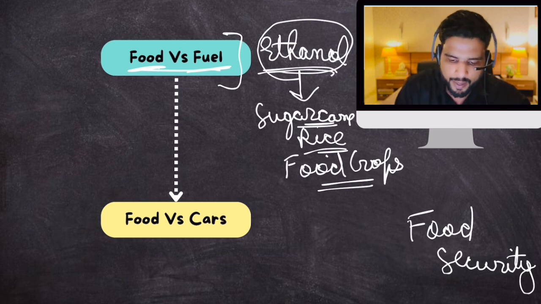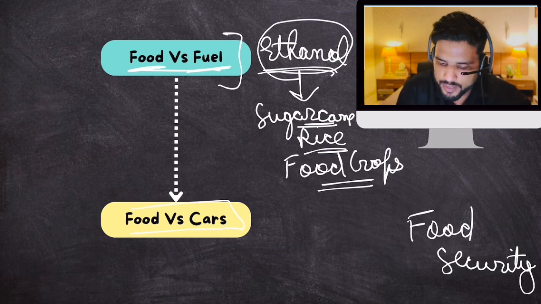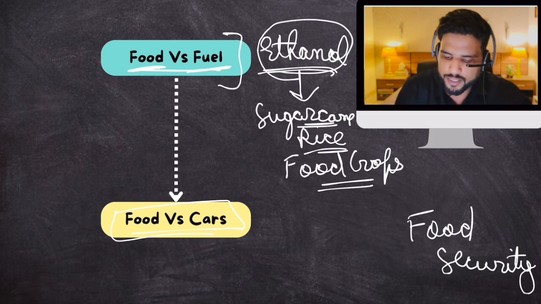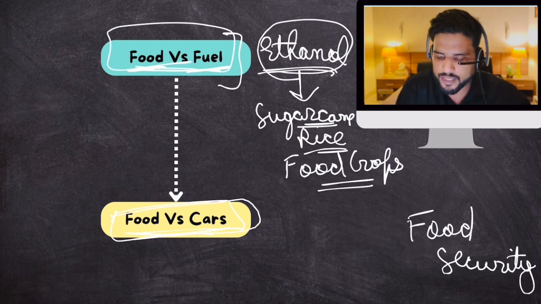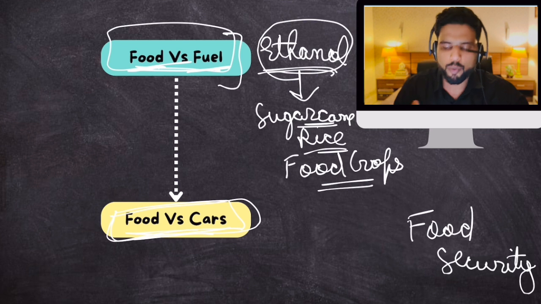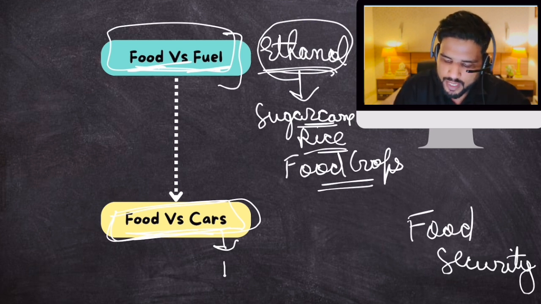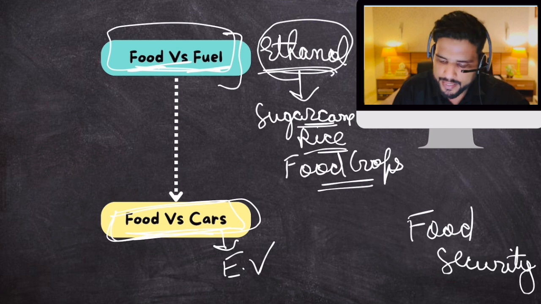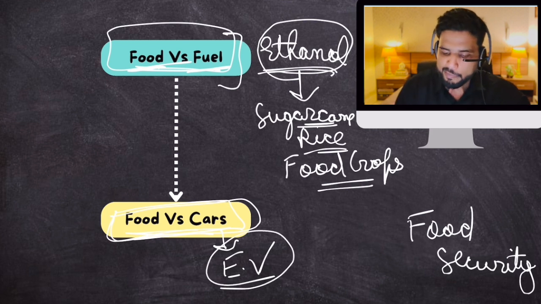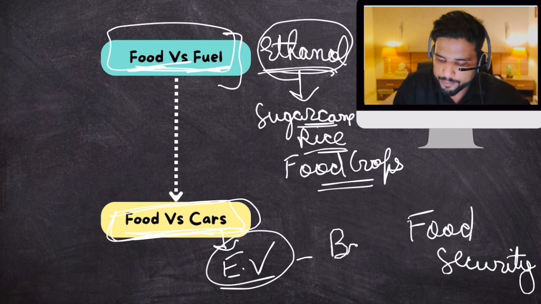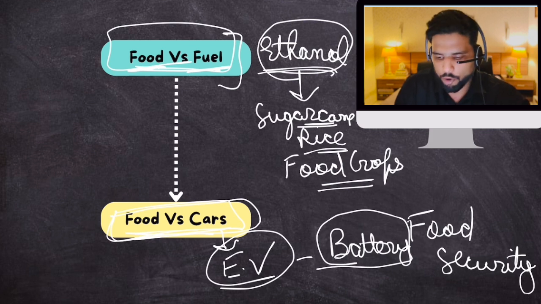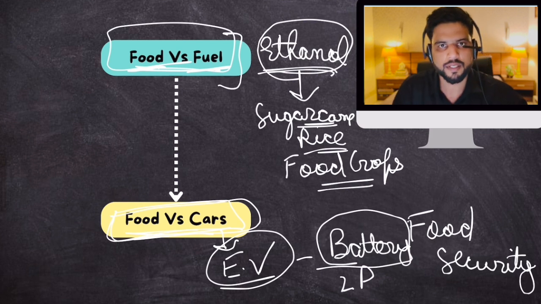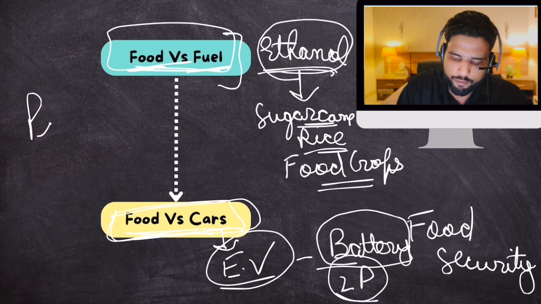Now this new debate has come out, and that is food versus cars. And what is this food versus car debate? Okay, you understand the food versus fuel debate. Now, what is this food versus car debate? Food versus car debate is, well, most of these cars are electric vehicles, and these electric vehicles are battery operated. Now, a particular category of battery is required for powering these electric vehicles, and that is known as lithium phosphate batteries. Now, these lithium phosphate batteries require phosphoric acid.